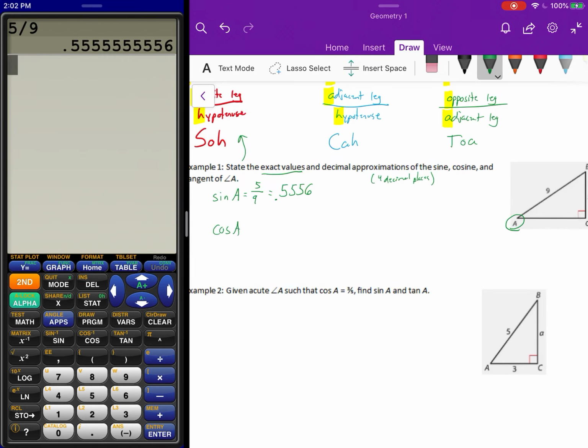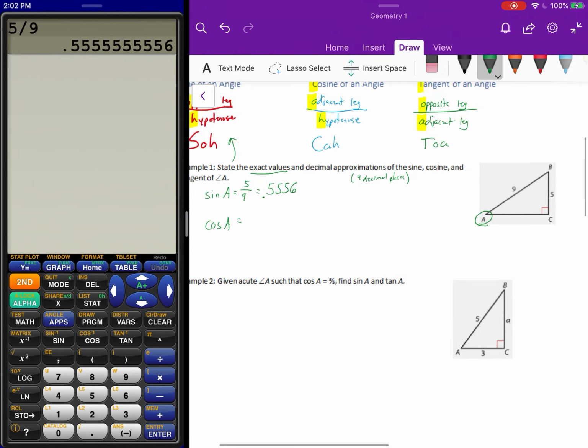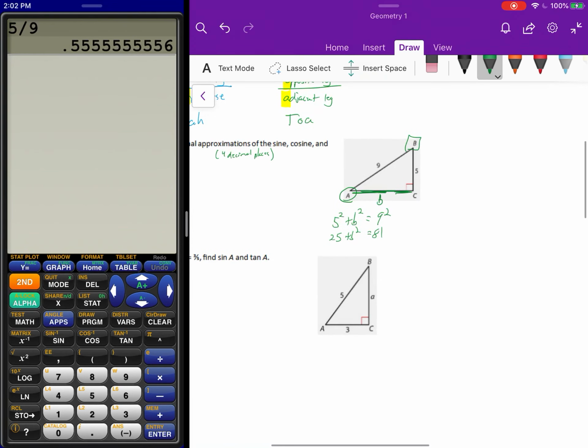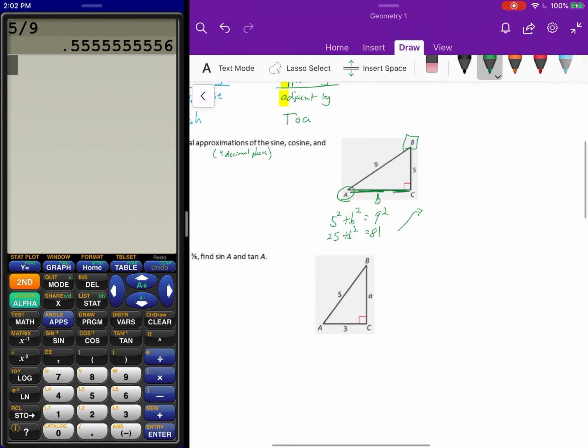Make this smaller so we can see what we have here. Cosine of A. Cosine of A is adjacent over hypotenuse. Well, here's the adjacent, but we don't have a length there. Well, we have 2 sides of a right triangle, so we can find the third side. This is usually called lowercase b, because it's across from angle B. So we can say 5 squared plus b squared, the other leg squared, equals 9 squared. This is 25 plus b squared equals 81.